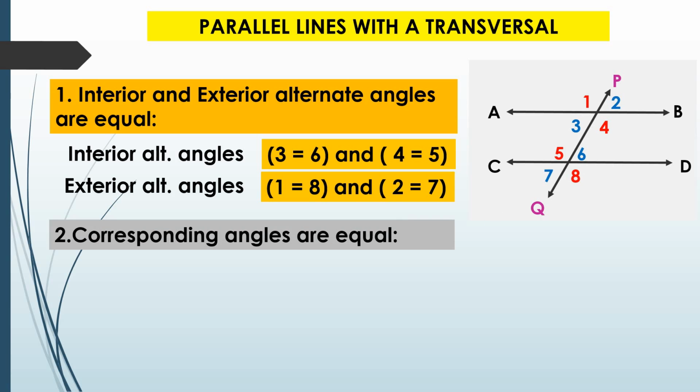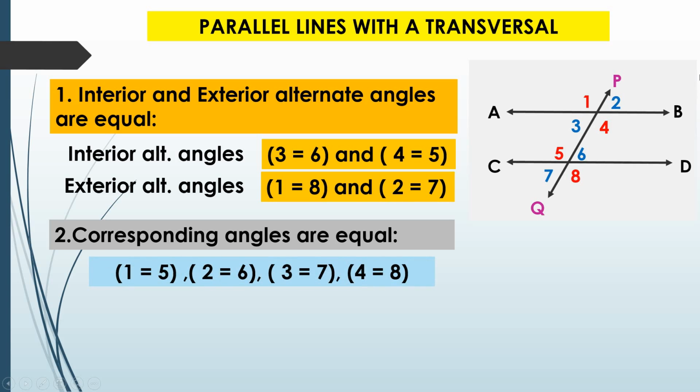Now what about corresponding angles? The corresponding angles are also equal. Angle 1 will be equal to angle 5 because they are corresponding angles. Angle 2 will be equal to angle 6. In the same way, angle 3 and angle 7 are equal, and angle 4 and angle 8 are also equal because they are all corresponding angles.